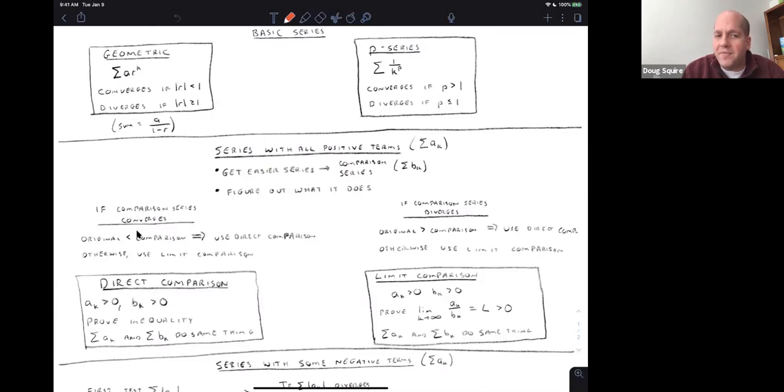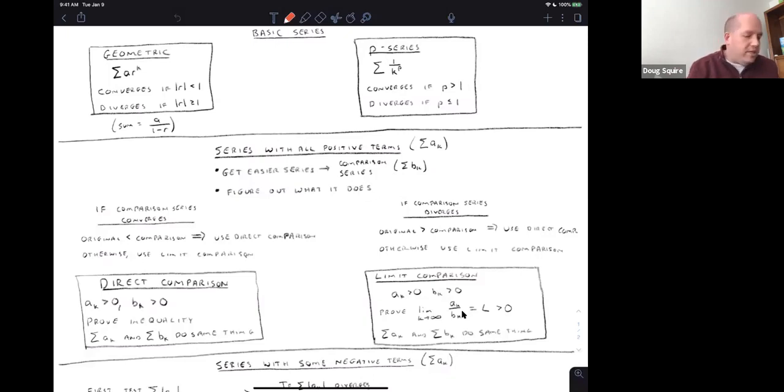But what I'm saying is, if the comparison series converges and the original is smaller than the comparison, then use direct comparison, which is down here. Otherwise, use limit comparison, which is over here. Does that make sense? And then if the comparison series diverges and the original is bigger, then use direct comparison, which is over here. Otherwise, use limit comparison, which is over here. That's for standard problems, what we were doing on most of series 3.